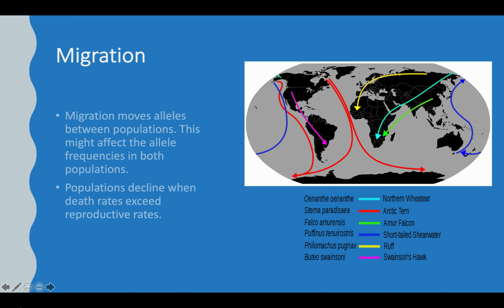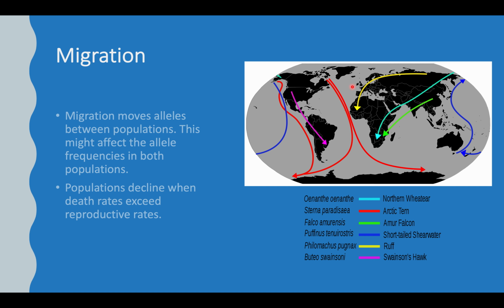So now let's talk about migration. We're all aware that there are several species of animals and other organisms within our environments that migrate. Migration moves alleles between different populations, so this might affect the allele frequencies in both of those populations. Populations will actually decline when the death rates exceed the reproductive rates, which makes a lot of sense. I like to use the example of birds, and in this image these are all different types of birds. We have a hawk, a falcon, and a tern. These are their main migration patterns, the way that they migrate.